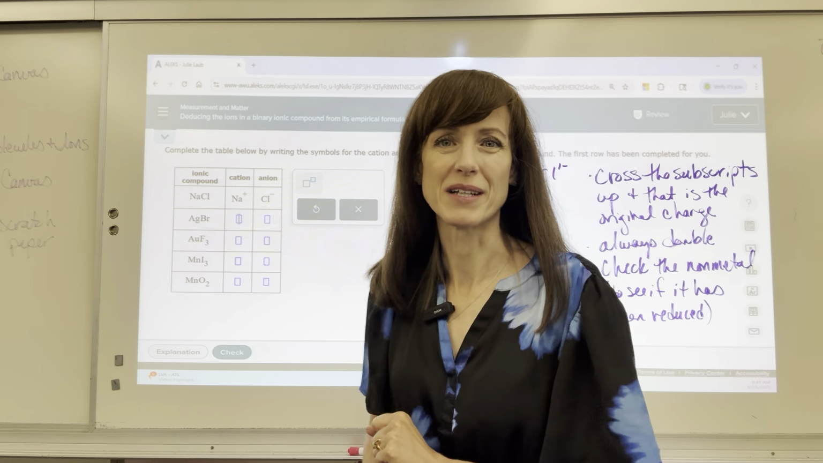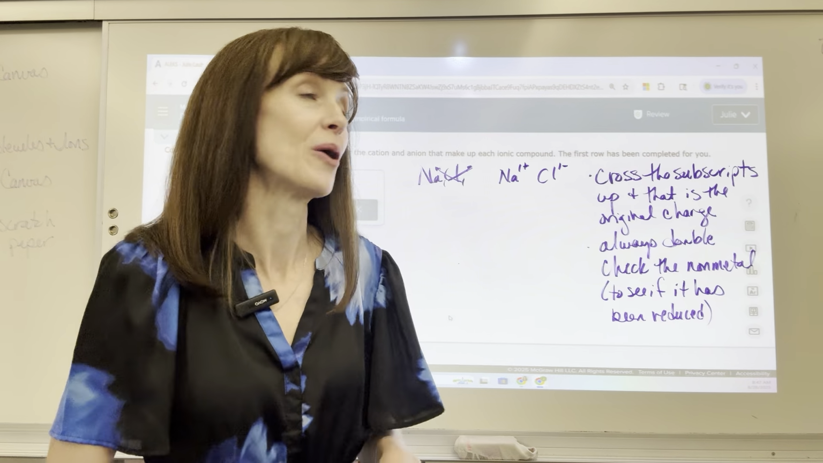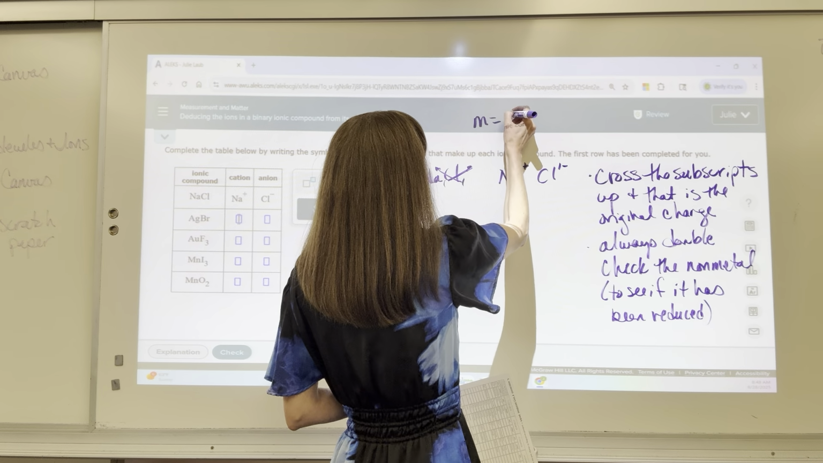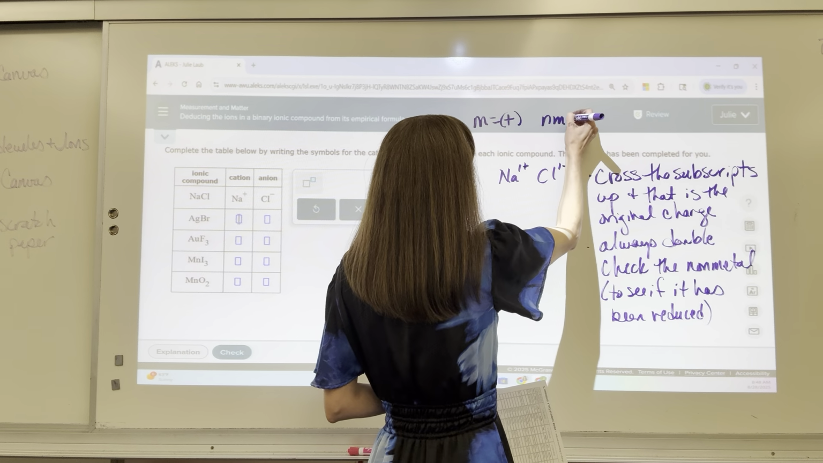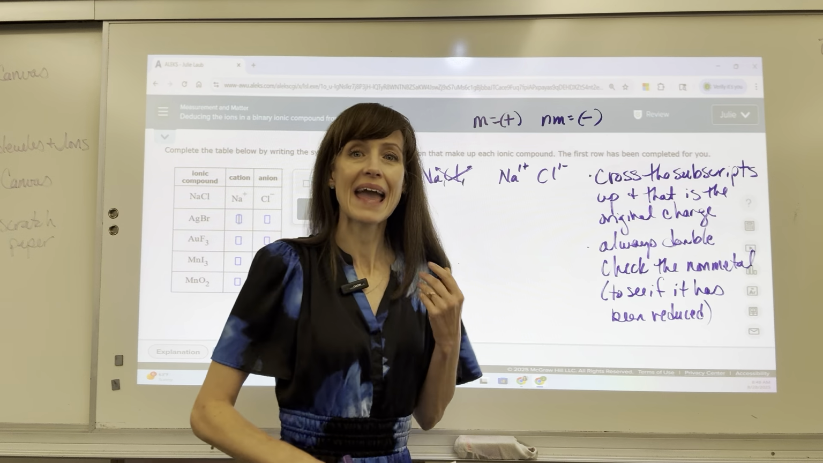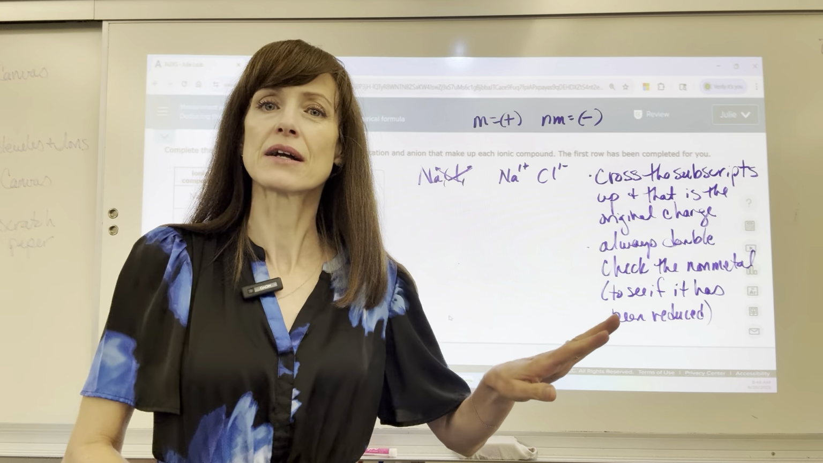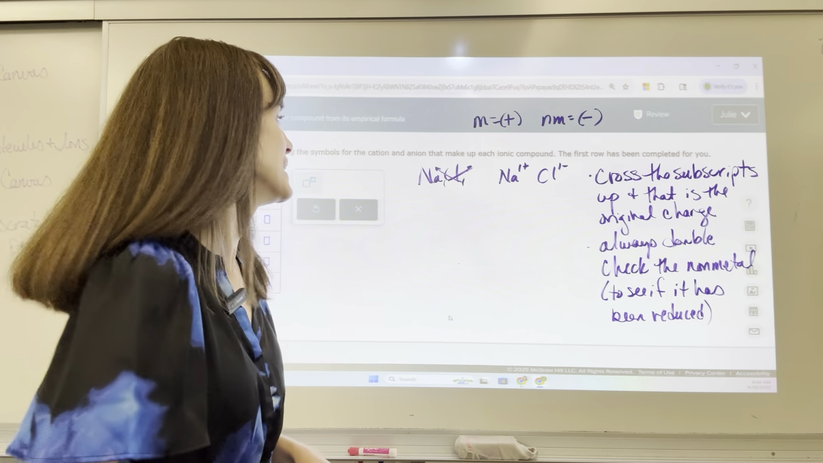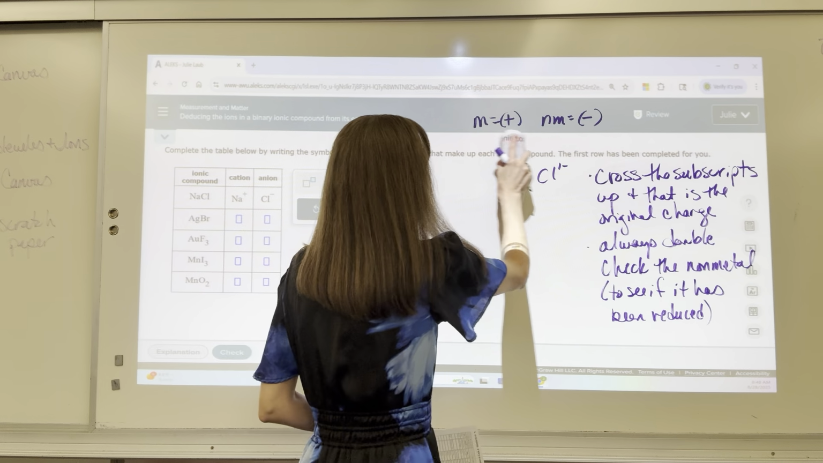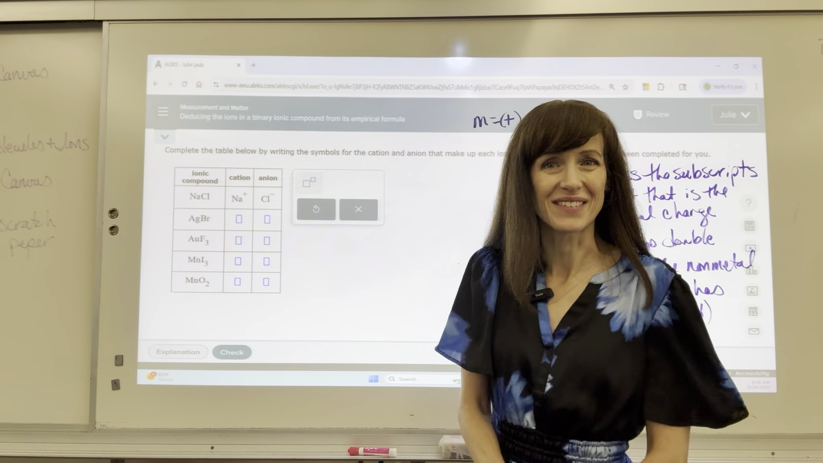Now, how did I know the positive and negative? Metals are always positive. They're your cation, and nonmetals are always negative, the anion. That's how I knew the positive and negative. Metals are going to lose electrons, nonmetals are going to gain electrons. Okay, so that was the example. Let's jump in and do the rest of these.